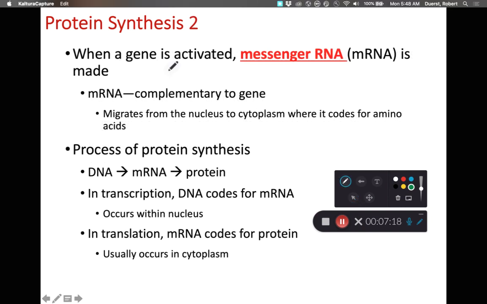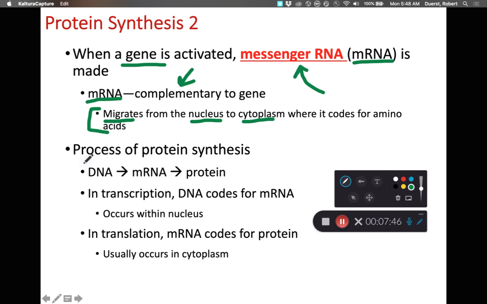When we're synthesizing proteins, we activate the gene. An activated gene is used to make messenger RNA, also known as mRNA. That messenger RNA is complementary to the gene, which means that it will base pair to the gene. After that messenger RNA is produced, it migrates from the nucleus through the nuclear pores to the cytoplasm. Within the cytoplasm, it's going to code for the amino acids of the protein.